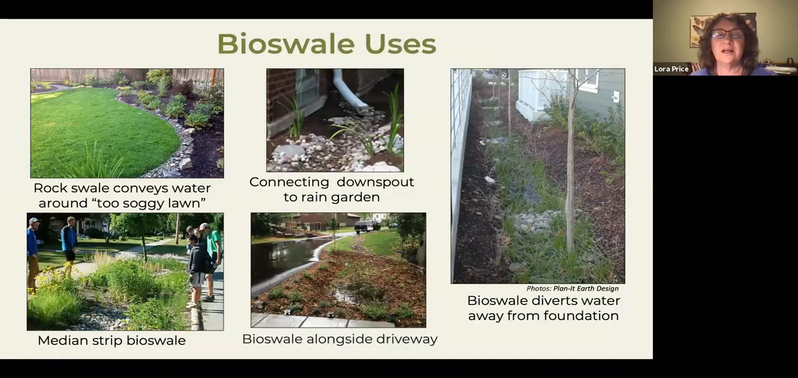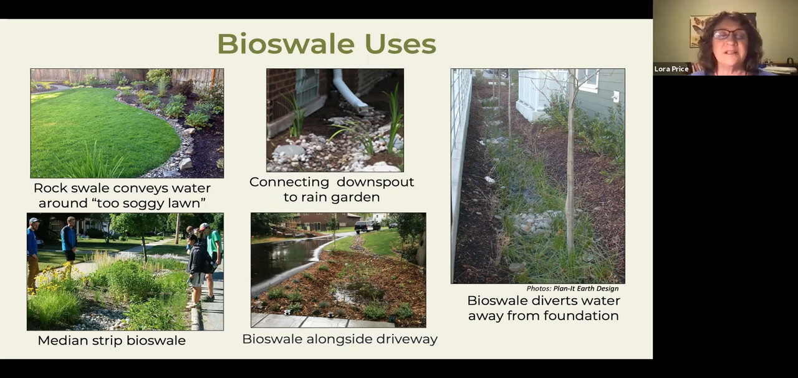So a common use of a bioswale, which I already mentioned, is a way to connect your downspout to the rain garden. The caveat on this, because you can see this one is pretty close to the house or the foundation, and of course we don't know if there's a basement there, is that you would have a liner under that rocky swale for the first 6 to 10 feet. And then beyond that, the water can sink in.